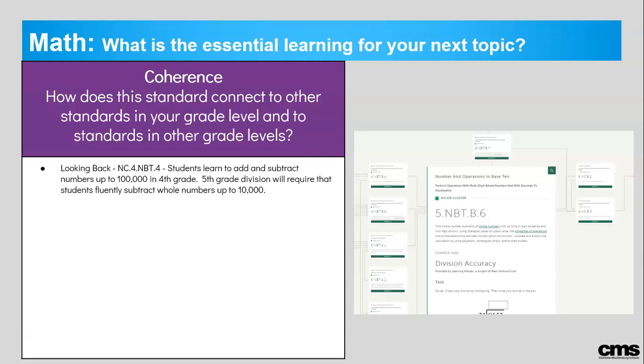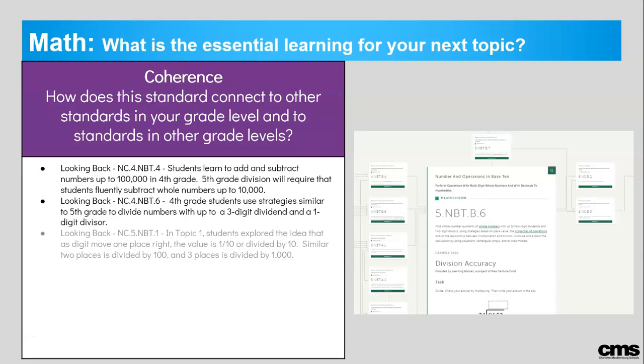Students learn to add and subtract numbers up to 100,000 in 4th grade. 5th grade division will require that students fluently subtract whole numbers up to 10,000. Also in 4th grade, NC.4.NBT.6, 4th grade students use strategies similar to 5th grade to divide numbers with up to a 3-digit dividend and a 1-digit divisor.